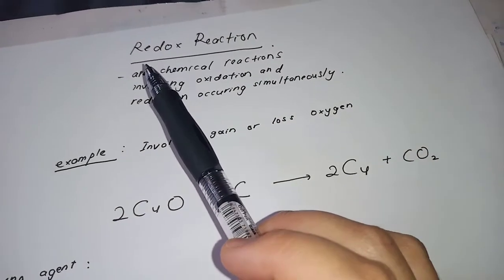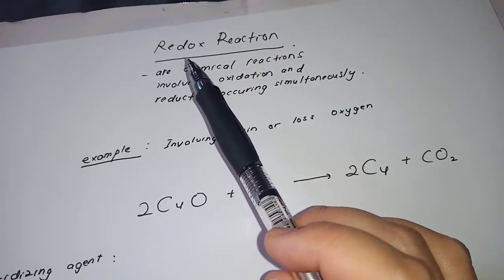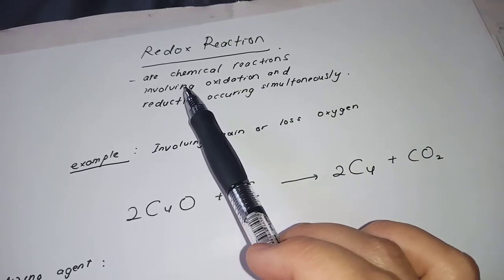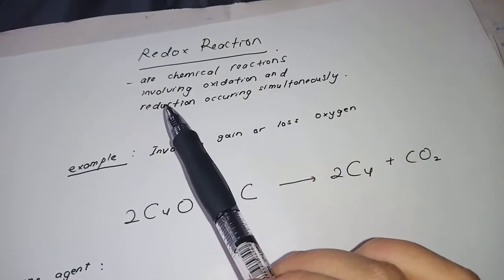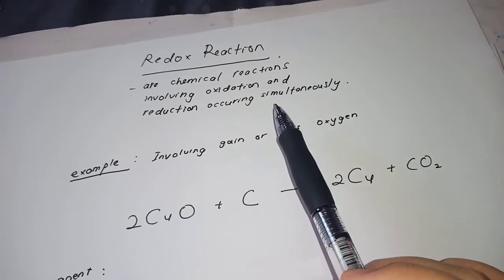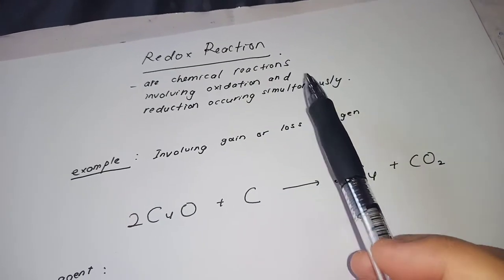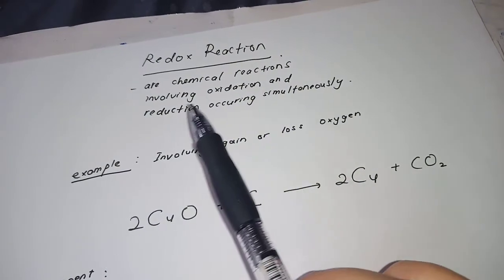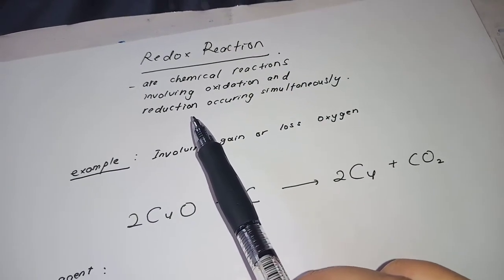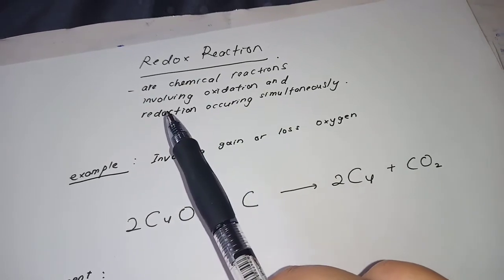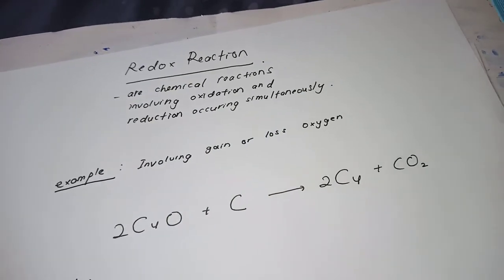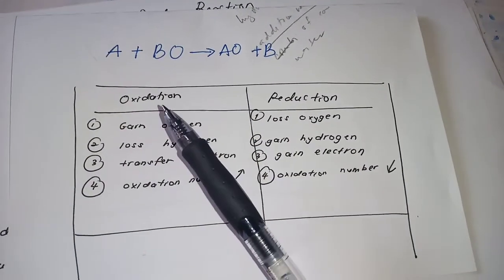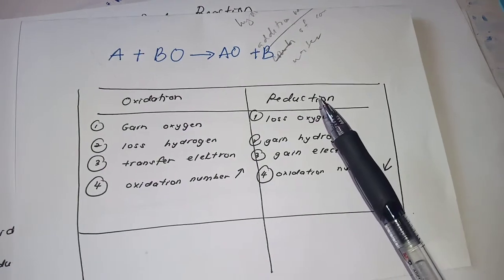Okay, now you want to learn about redox reaction. What is redox reaction? Chemical reactions involving oxidation and reduction occurring simultaneously. Highlight: chemical reactions that involve oxidation and reduction. Now you want to know what is oxidation and what is reduction. This one is oxidation and this one is reduction.